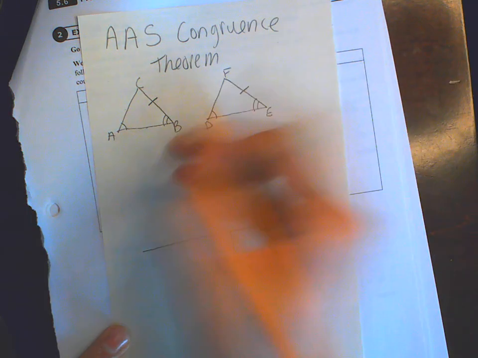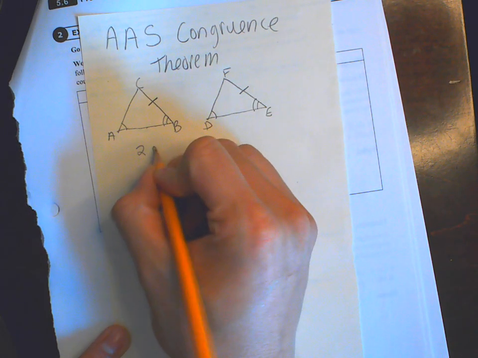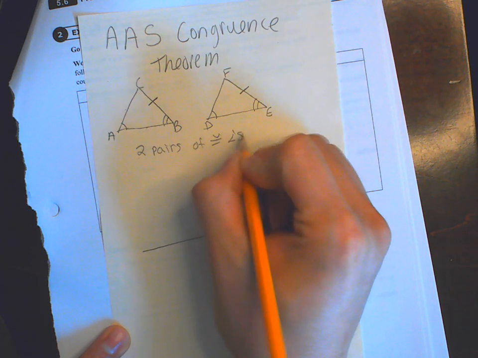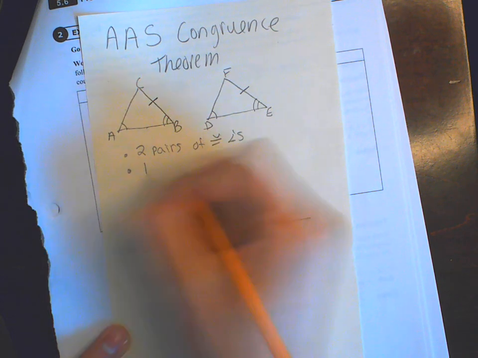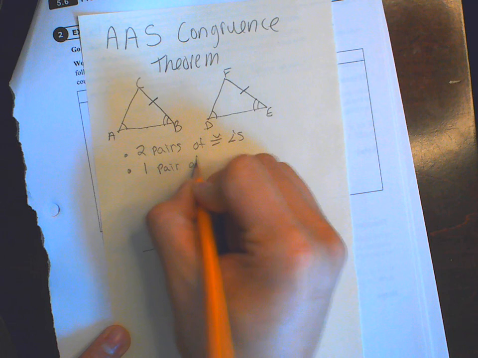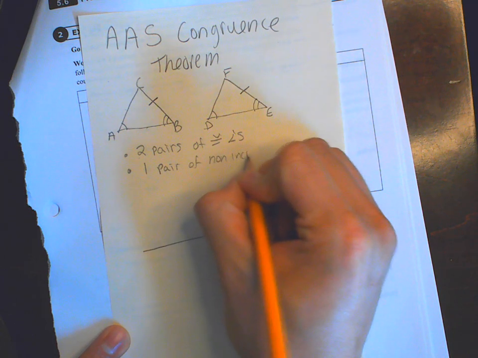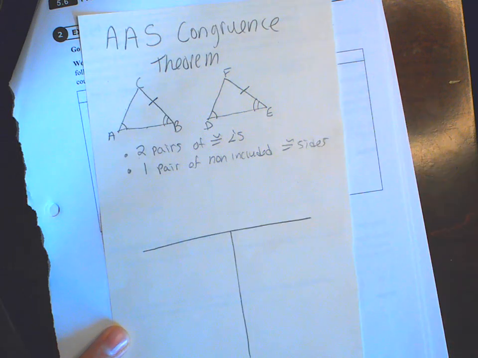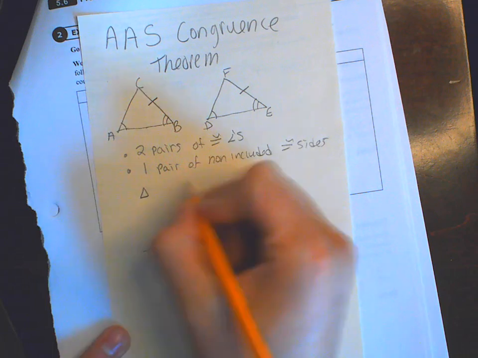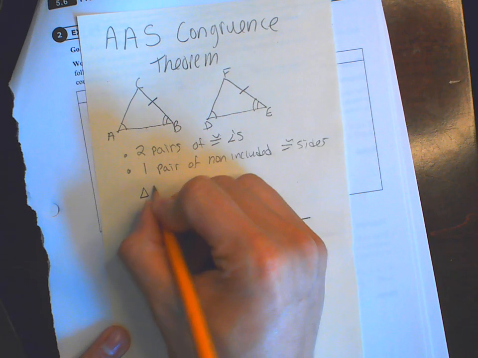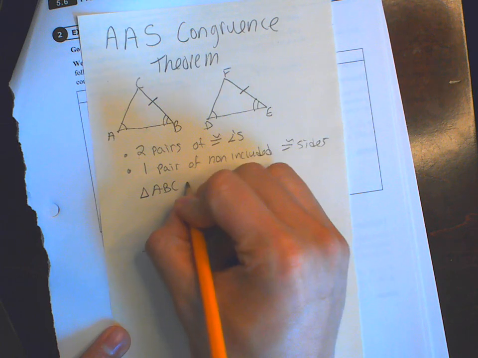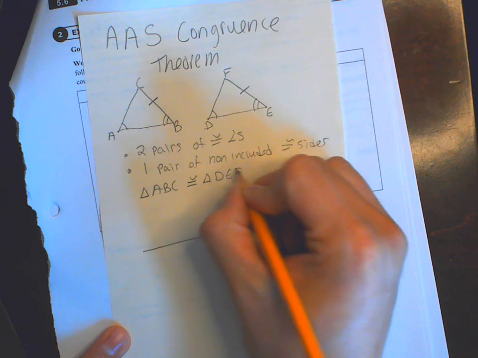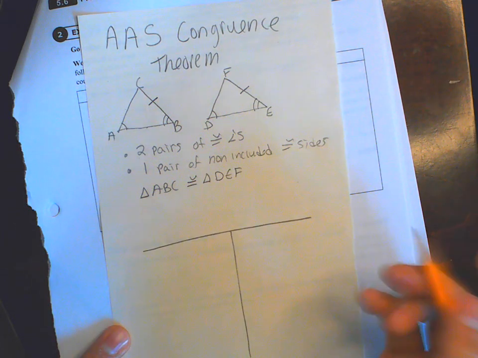Okay, so once again, you have two pairs of congruent angles and one pair of non-included congruent sides. Therefore, these two triangles would be congruent, and let's prove why that's so. So triangle ABC would be congruent to triangle DEF. So why is that? Well, let's prove that.